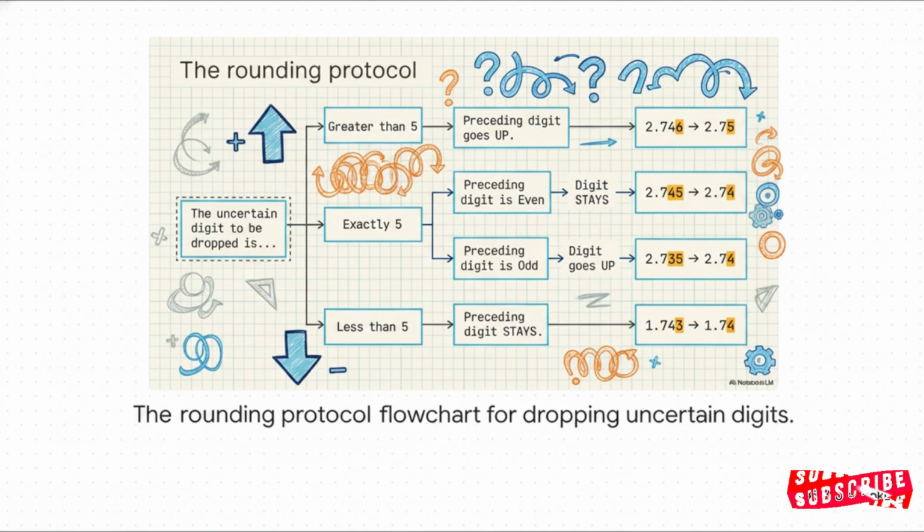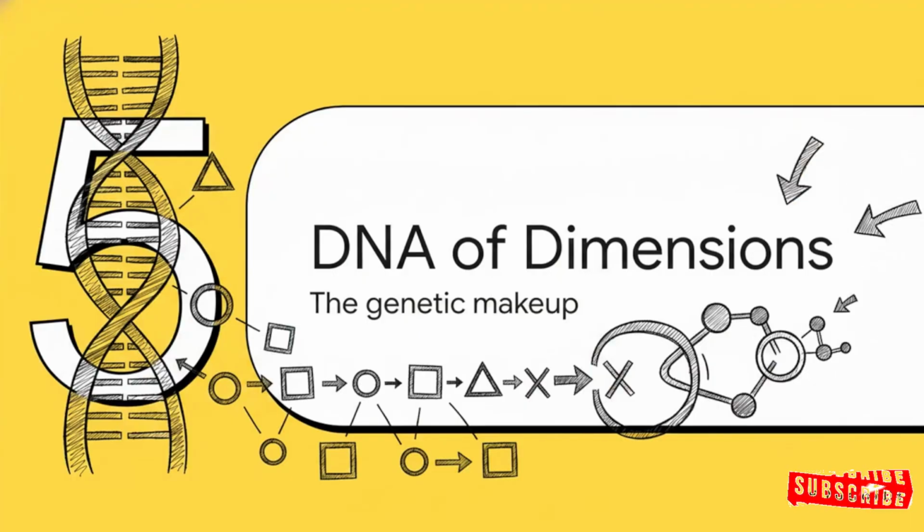There is this incredibly intriguing rule for dropping an exact 5. If the digit right before the 5 is odd, it goes up. If it's even, it stays exactly the same. It's this beautifully elegant rule that actually prevents statistical bias when you're analyzing thousands of measurements. Pretty cool, huh? All right, let's pivot to section 5, the DNA of dimensions.